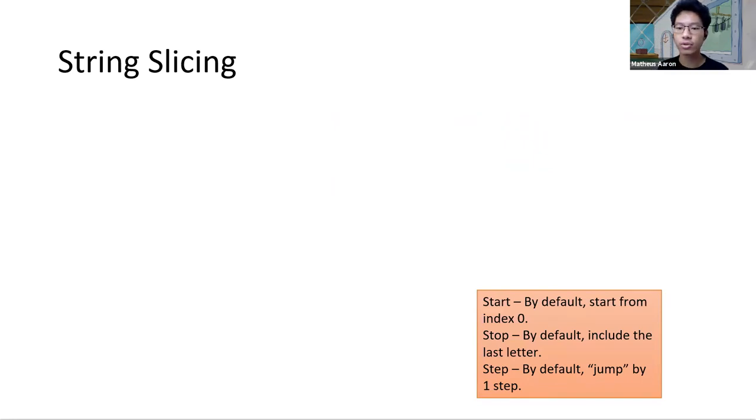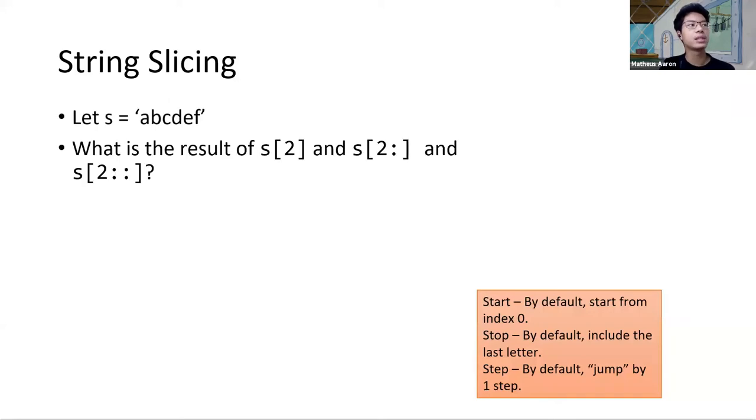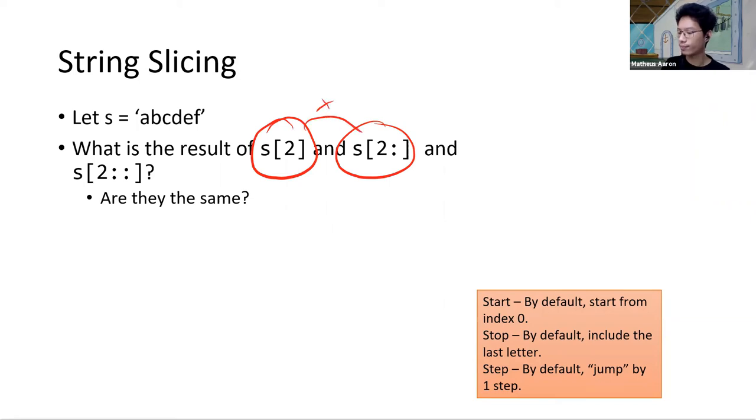Negative numbers in string, okay, we'll handle that after this. Okay, so yeah, we have A, B, C, D, E, F. What's the result of S2 colon and S2 double colon? And are they the same? As we know, for a matter of fact, these two things are different.